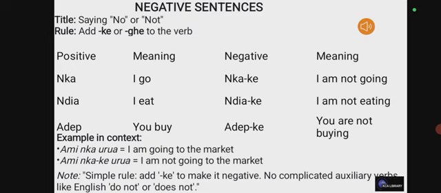Another example, enye idia yudia means he or she eats food. The negative is enye idia kuyudia, meaning he or she does not eat food. If you drop the independent pronoun, the rule still works. Nkokuyura means I am not going to the market, and idia kuyudia means he or she does not eat food. Negative sentence.